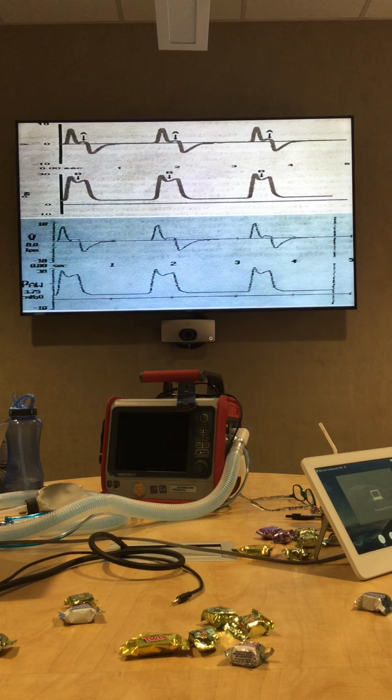So what do you think that this does to the lung when that happens? Do you think I'm getting all the ventilation that I actually should be getting, or am I over-ventilating that patient by doing that?